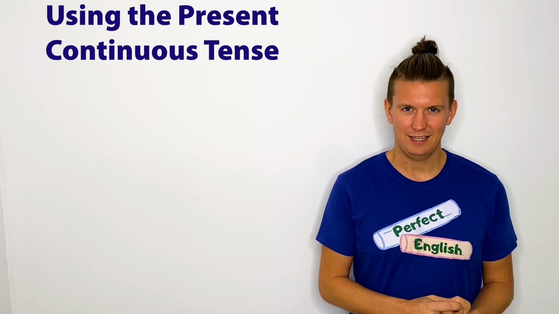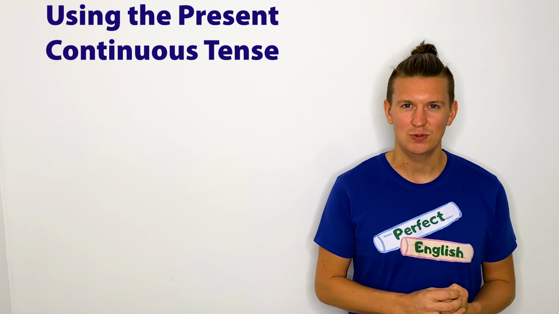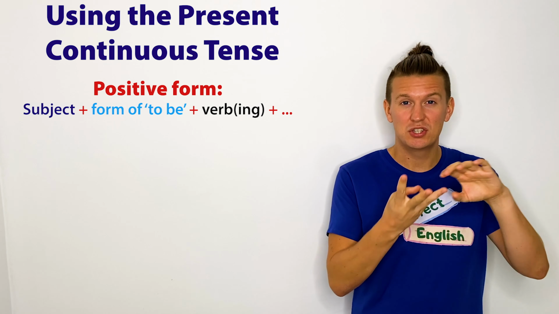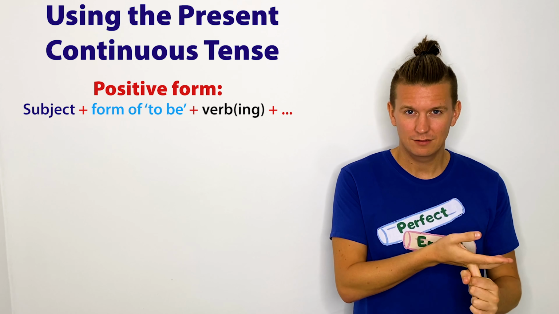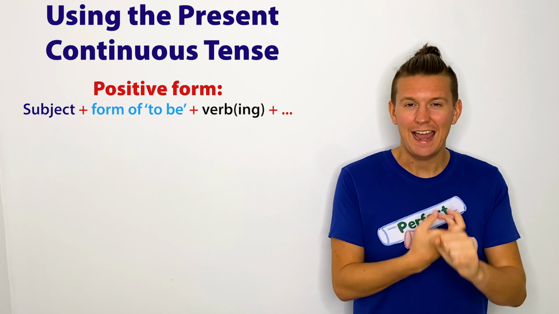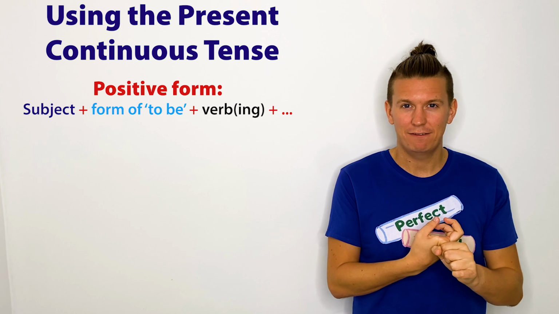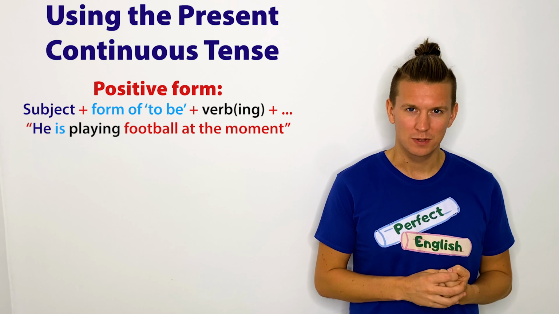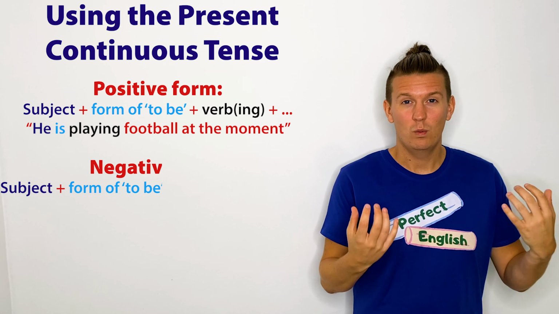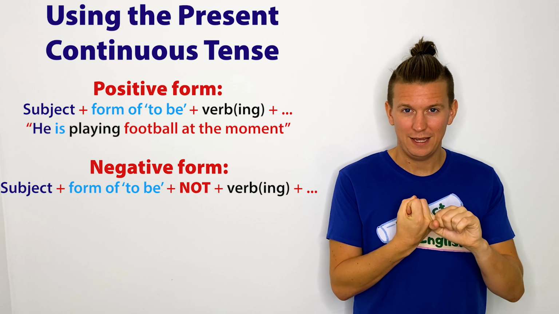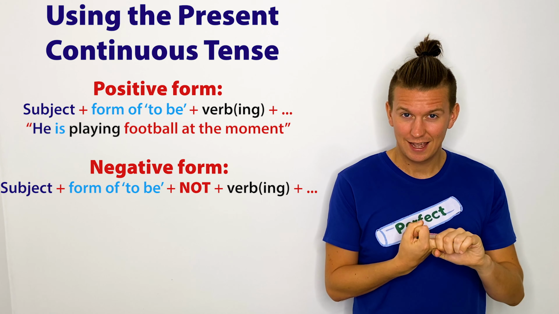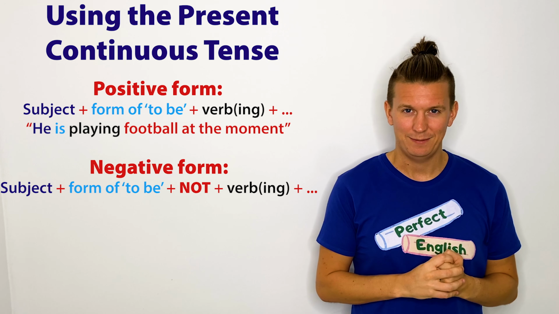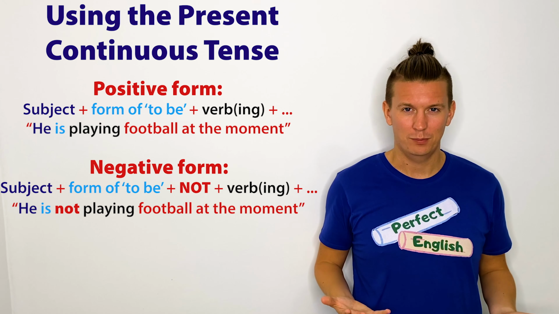So now you have those three things, let's take a look at how to make a sentence using the present continuous tense. First up, the positive form. It needs a subject, a form of be, and then a verb with an ing. So the ing form of a verb, and then the rest of what you want to say. He is playing football at the moment. And the negative form, we have a subject, a form of to be, the word not, and then your verb with ing, and the rest of what you want to say. He is not playing football at the moment.